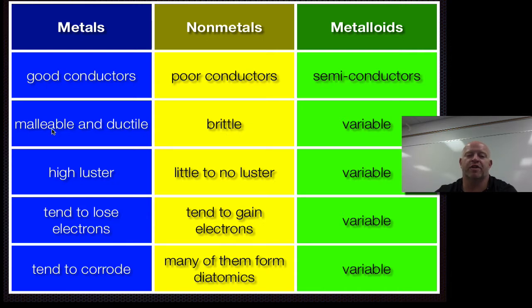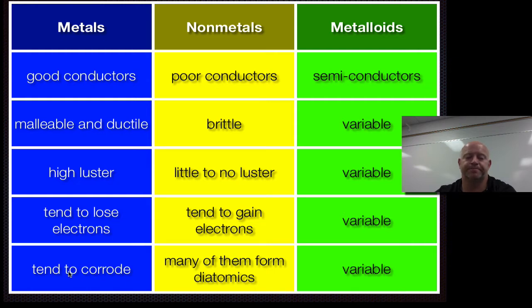Whereas metals, if you hit them with a hammer, they tend to dent. So they tend to be more malleable and ductile. Metals you can shine to a high luster, so they look shiny to us, whereas nonmetals tend not to. Metals almost always lose electrons when they ionize, so they end up being positively charged, whereas nonmetals tend to gain electrons, so they're almost opposite of each other. And then metals tend to corrode.